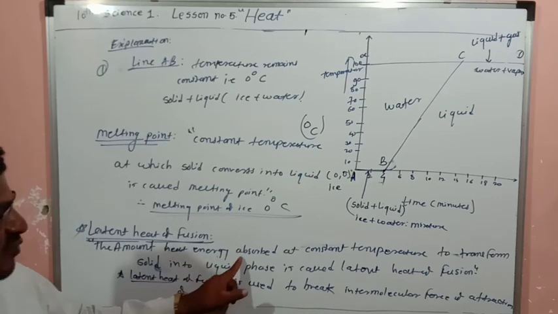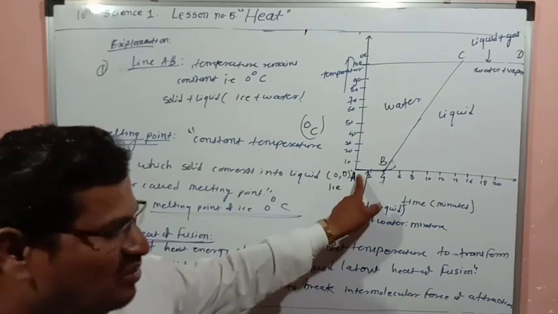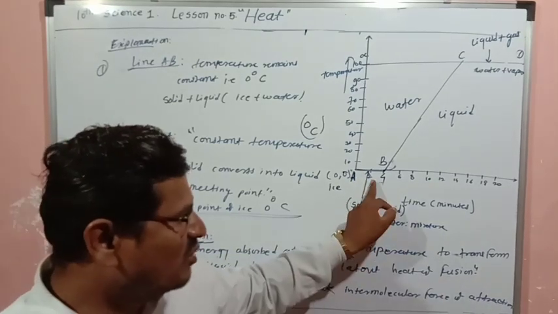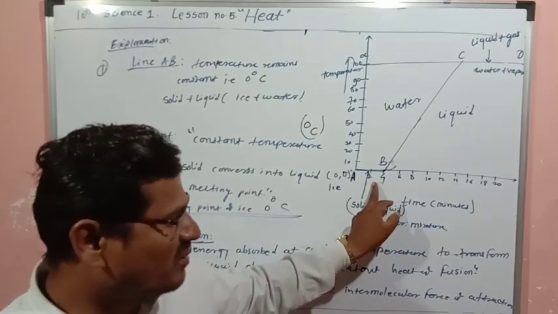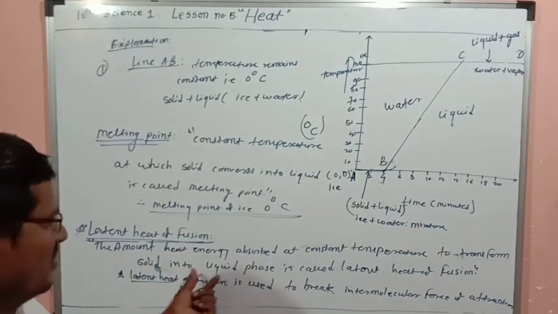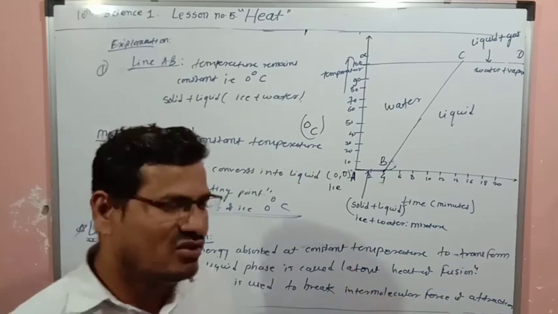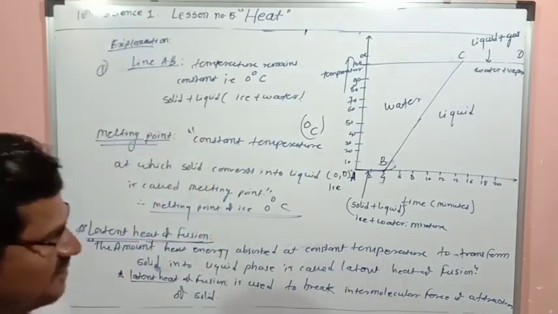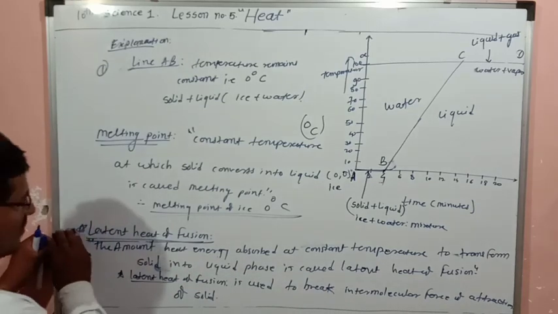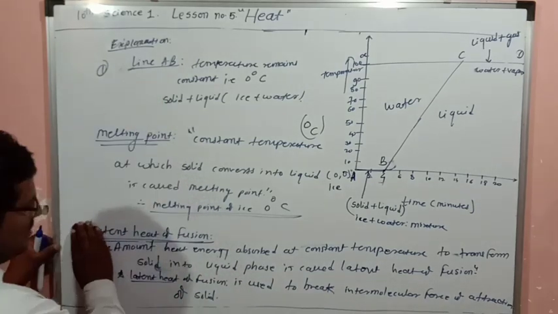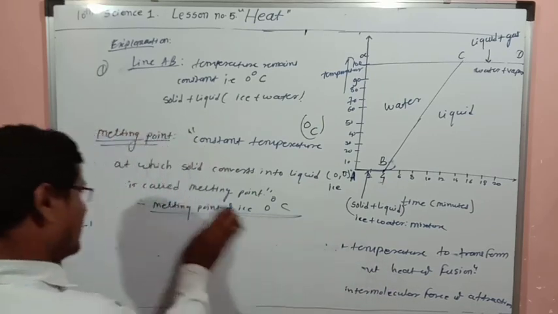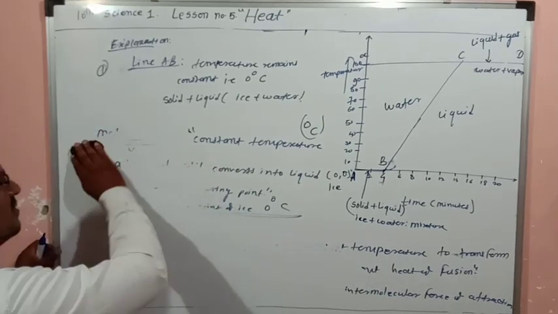The amount of heat energy absorbed at constant temperature, that means at 0 degrees Celsius, constant temperature heat is absorbed, but during this absorption the heat is used to transform solid into liquid phase. It is called the latent heat of fusion. So that is the AB line.